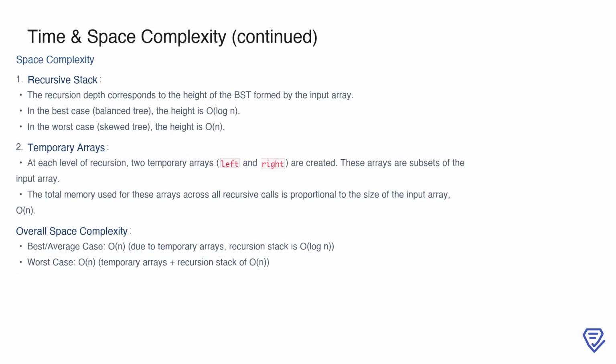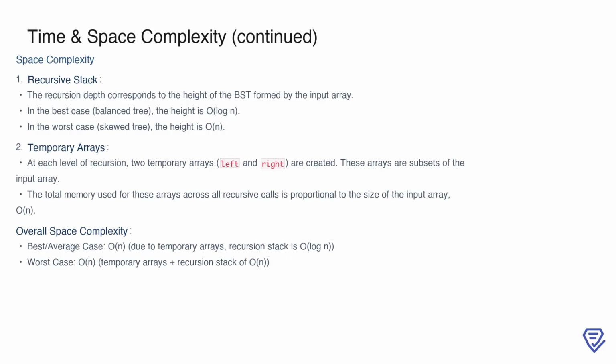Shifting to space complexity, we start with the recursive stack. The depth of the recursion is determined by the height of the BST formed from the input array. In the best case, where the tree is balanced, the height is O(log n). In the worst case, where the tree is skewed, the height becomes O(n). Additionally, at each recursion level, two temporary arrays, left and right, are created as subsets of the input array. The total memory used for these temporary arrays across all recursive calls is proportional to the size of the input array, which is O(n).